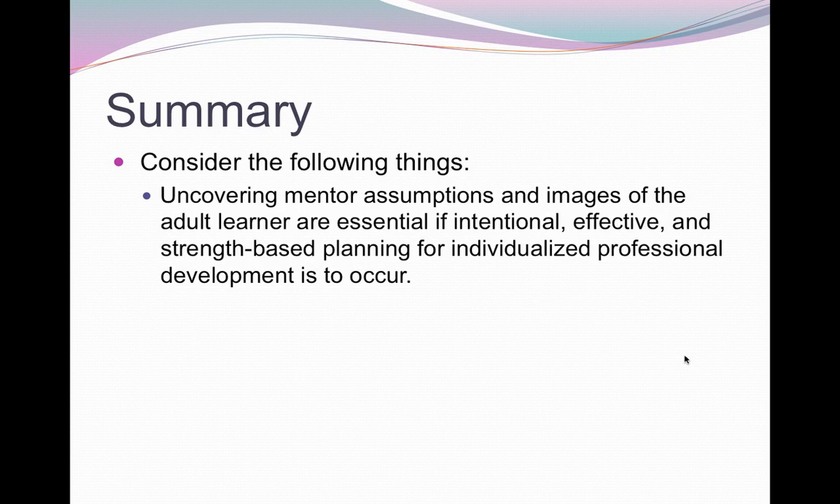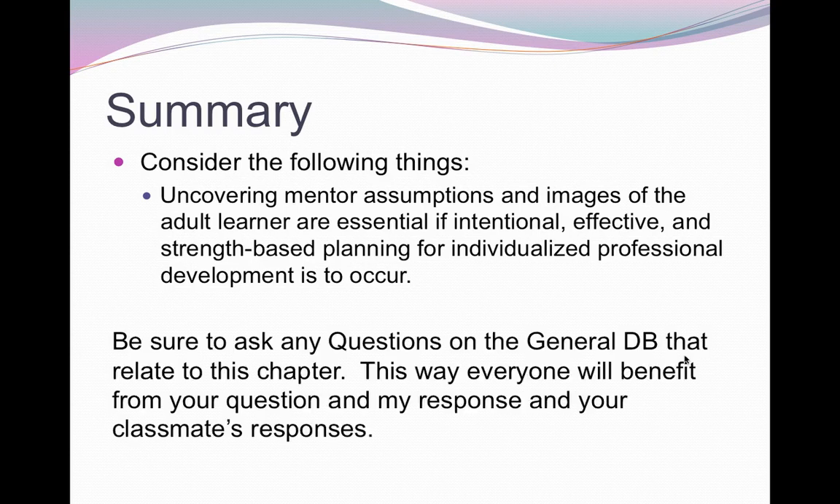All right, and then last but not least, summary. Uncovering mentor assumptions and images of the adult learner are essential if intentional, effective, and strength-based planning for individualized professional development is to occur. So don't forget that. We talked a little bit about theories of development, and about the adult developmental process and so forth. You need to keep those things in mind as you are creating a professional development plan with a mentor teacher. And last but not least, make sure you ask any questions that relate to the chapter on the general discussion board. This way everyone's going to benefit from that.